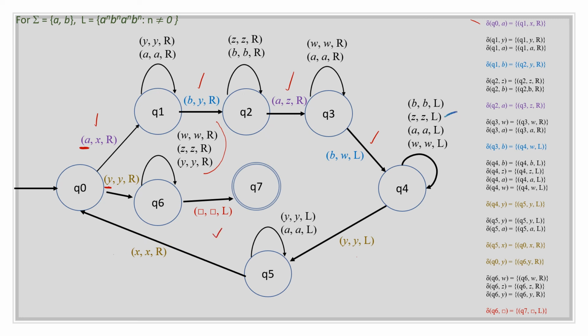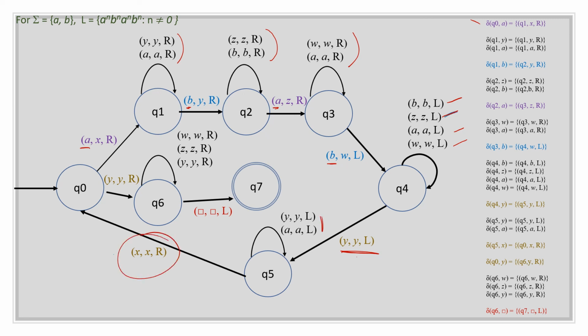So I'll just show you again. You would pick up your first A. Then you bypass all the A's and Y's. Then you pick up a B. Bypass all the B's and Z's. Pick up an A. Pass all the A's and W's. Pick up a B. Then you're going to start going back to the left. Back to the left past all of the W's, the A's, the Z's, the B's until you hit a Y.